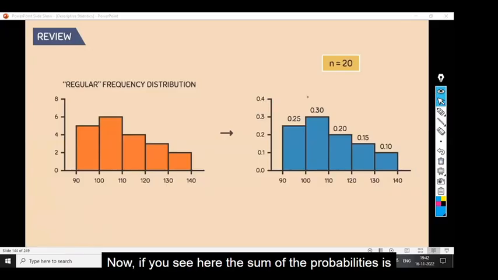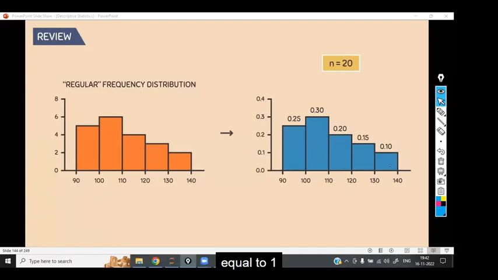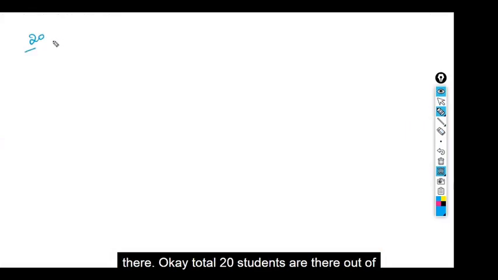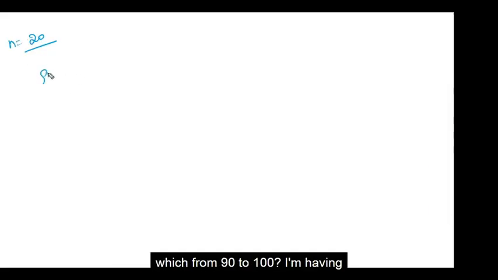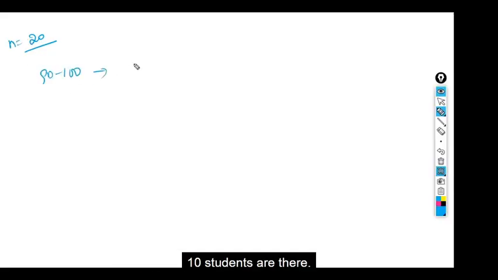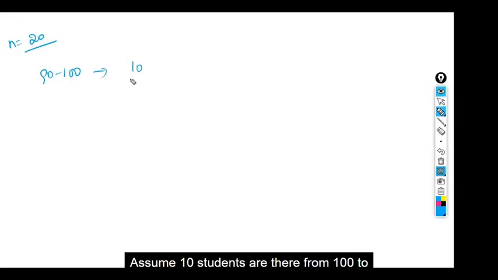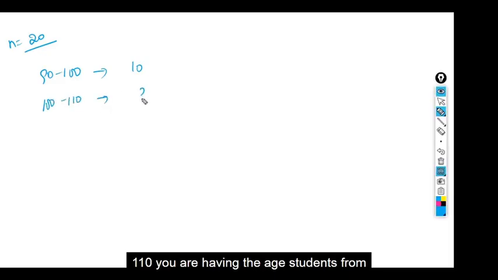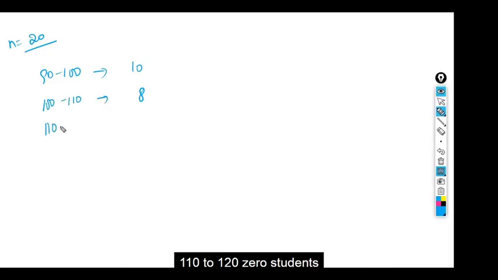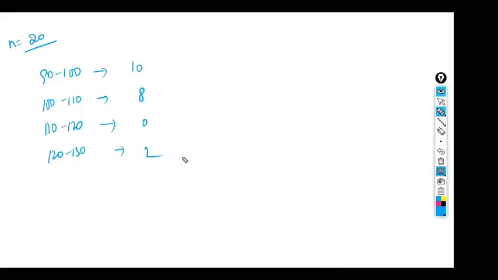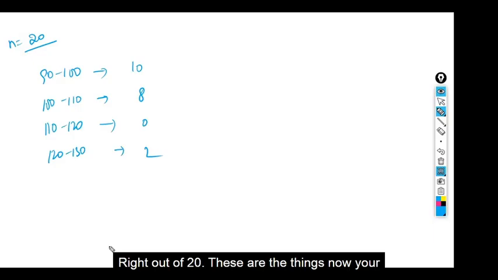Now if you see here, the sum of the probabilities is equal to 1. For example, let us take a total of 20 students, out of which from 90 to 100 I have 10 students. Assume 10 students are there. From 100 to 110 you have 8 students. From 110 to 120, 0 students. From 120 to 130, 2 students are there. Out of 20, these are the counts.